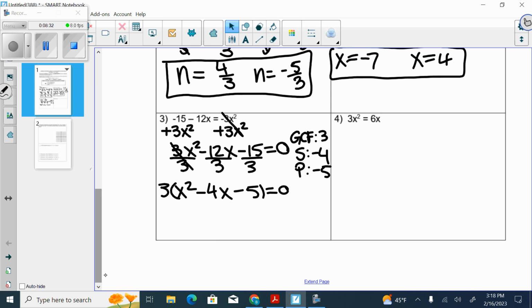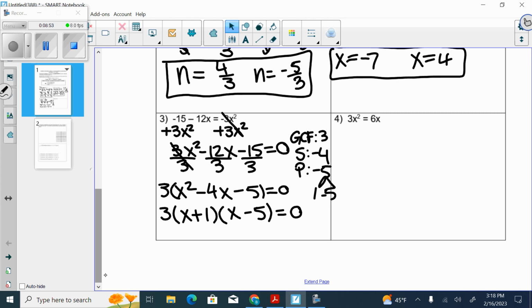Yes, it is going to be 1 and 5. And one of those has to be negative. Which one? The 5. Very good. All right, so we've got our GCF. And then we have x plus 1 and x minus 5.